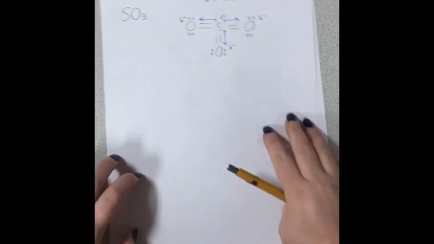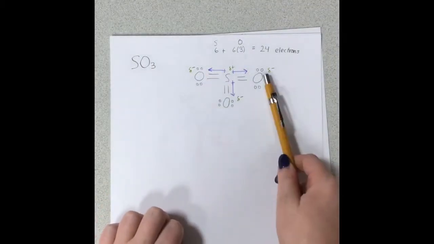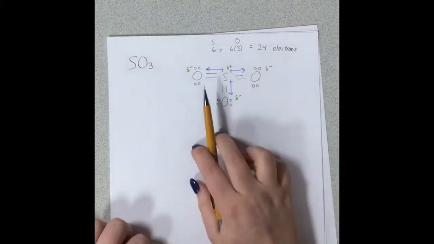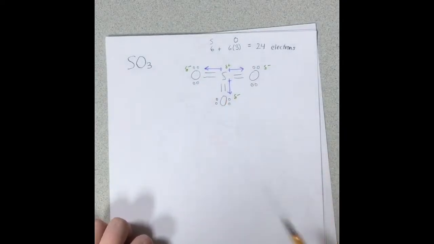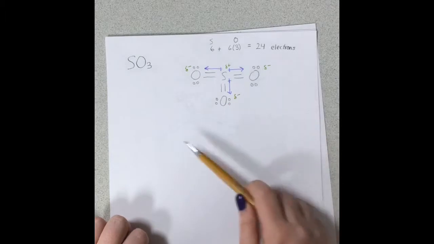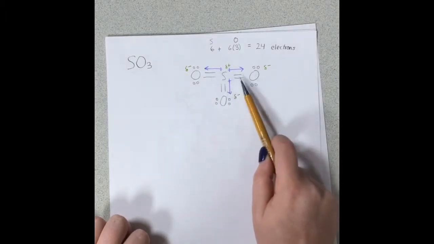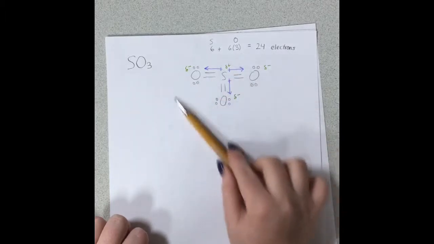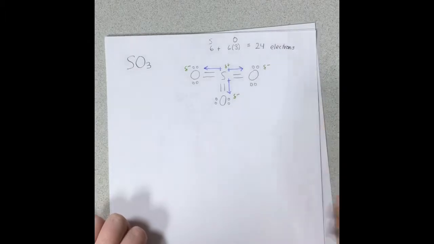Next, we have SO3. I've already done the Lewis structure for this one. We're going to have, of course, 3 oxygens and 1 sulfur, and they're going to be joined together by a total of 2, 4, 6, 8, 10, 12, 12 shared electrons, which are 6 bonds.